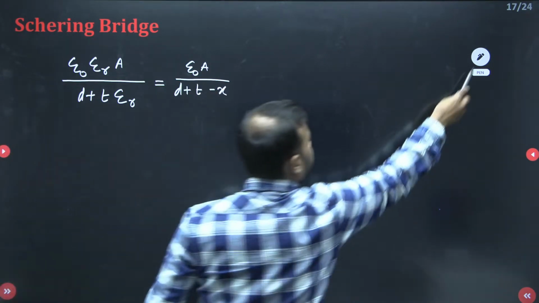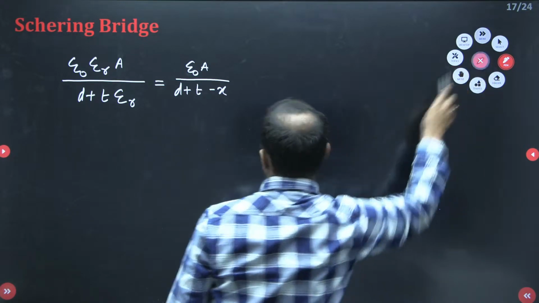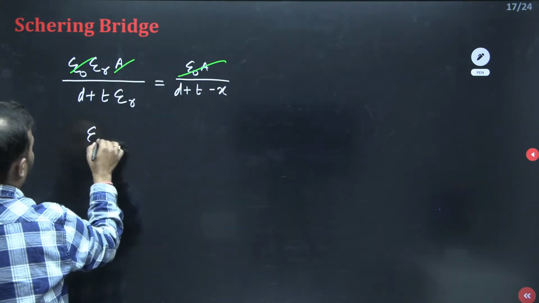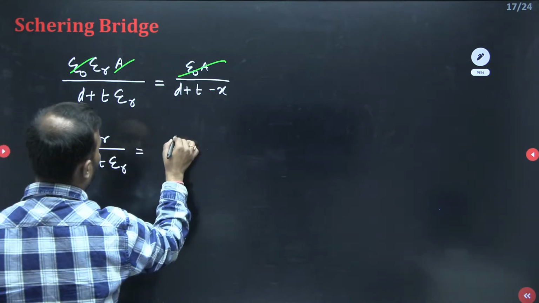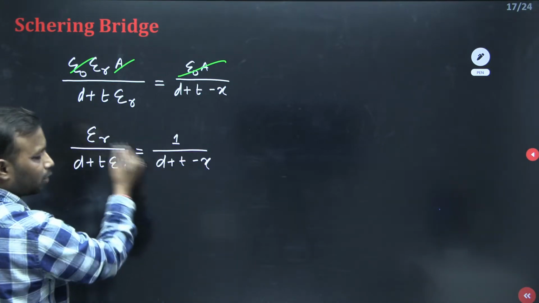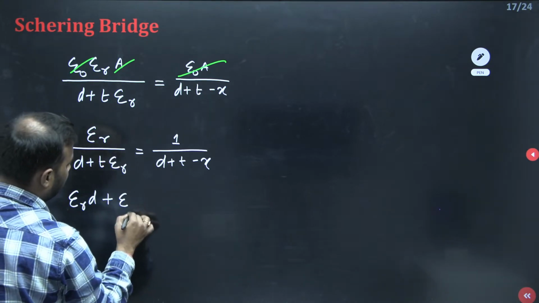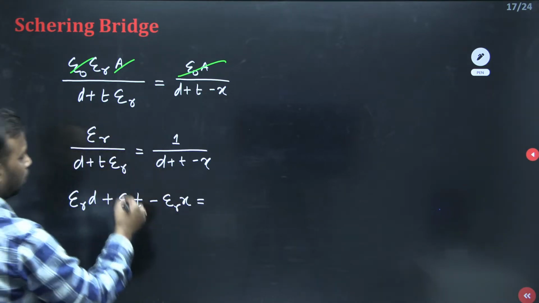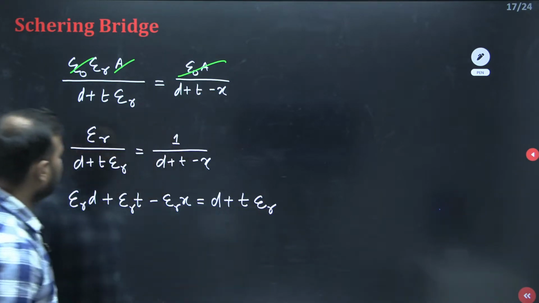So epsilon naught A will be cancelled out. So we are left with epsilon r upon d plus t epsilon r, which is equal to 1 upon d plus t minus x. Let us simplify this. Cross multiply. We'll get epsilon r d plus epsilon r t minus epsilon r x. This is equal to d plus t epsilon r.